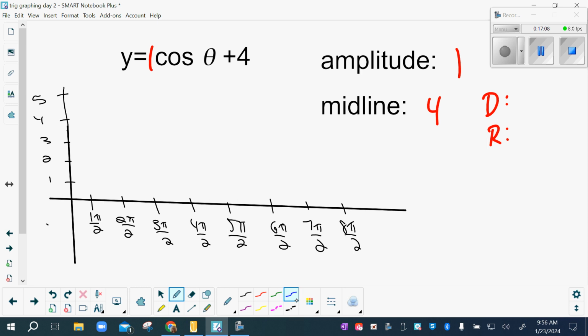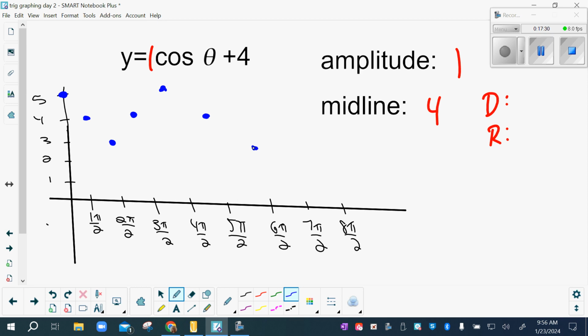Bless you. Starts off the midline. It's why we all hate cosine. Everyone does. Poor cosine gets a bad rap, but everyone feels that way about him.